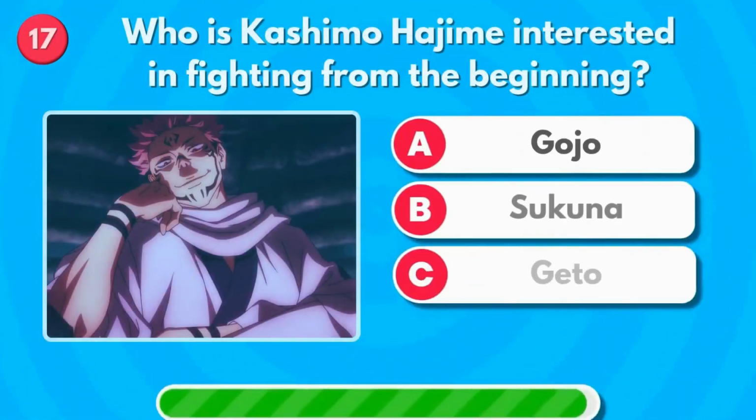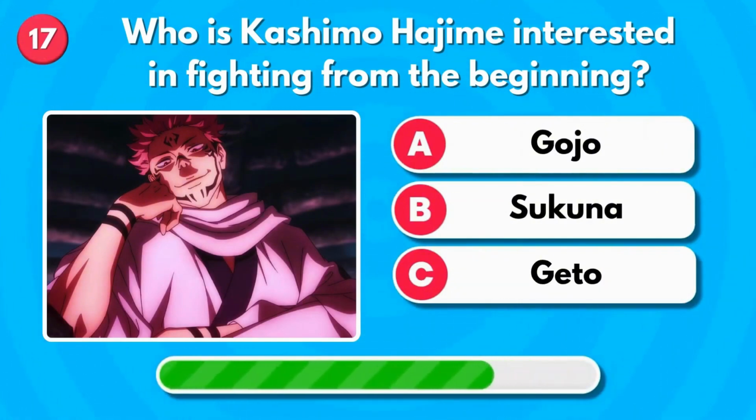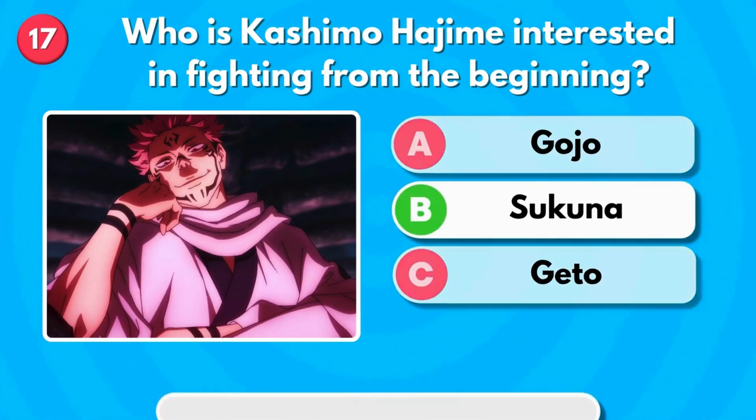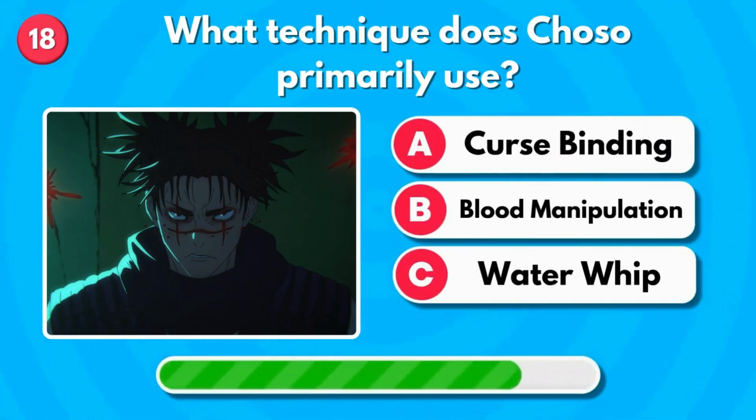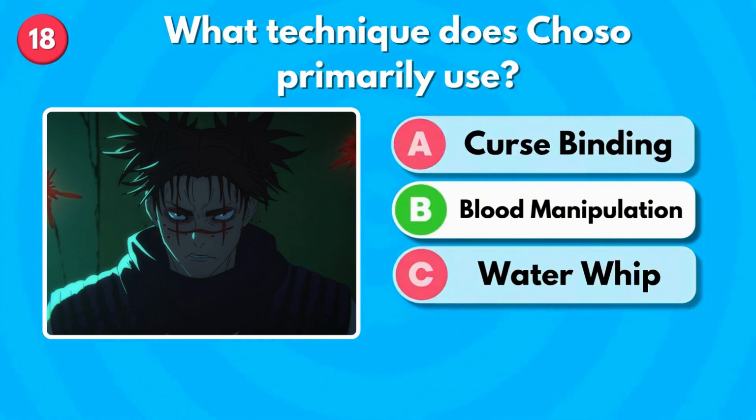Who is Kashimo Hajime interested in fighting from the beginning? Sukuna. What technique does Choso primarily use? Blood manipulation.